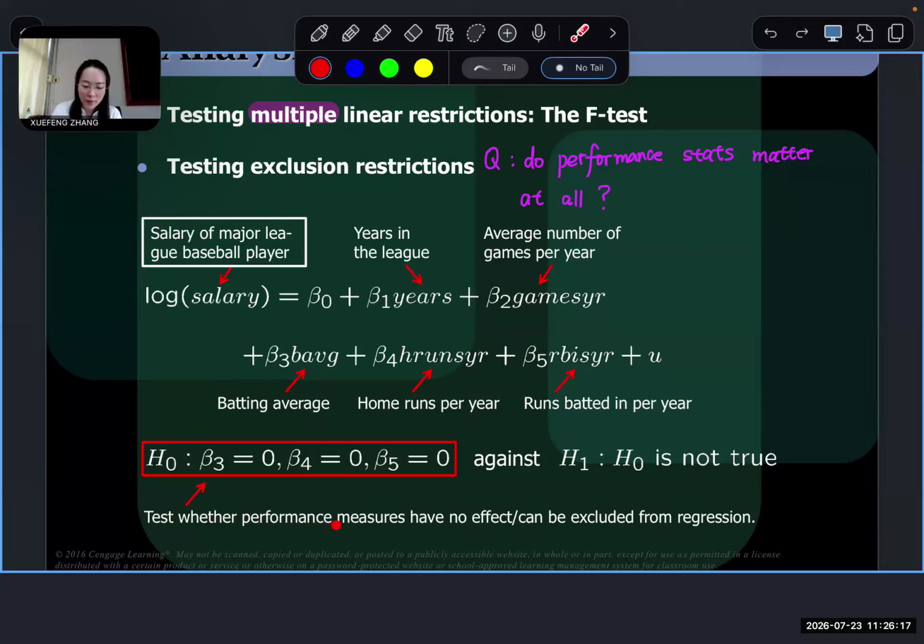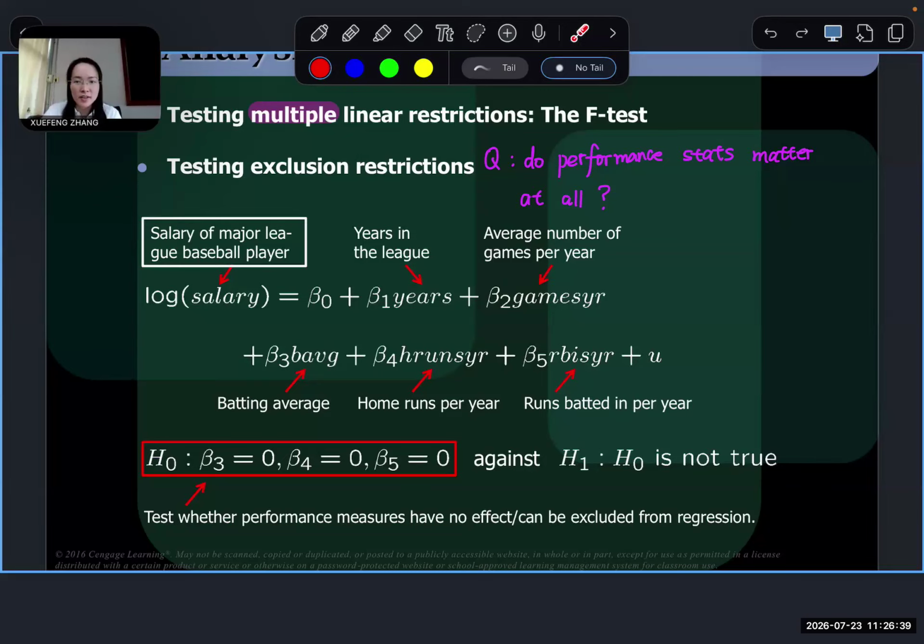Test whether performance measures have no effect, or can be excluded from the regression. Let's say we want to drop those three x variables. So this is our hypothesis. The question is, why can't we just run three separate T-ratios there?